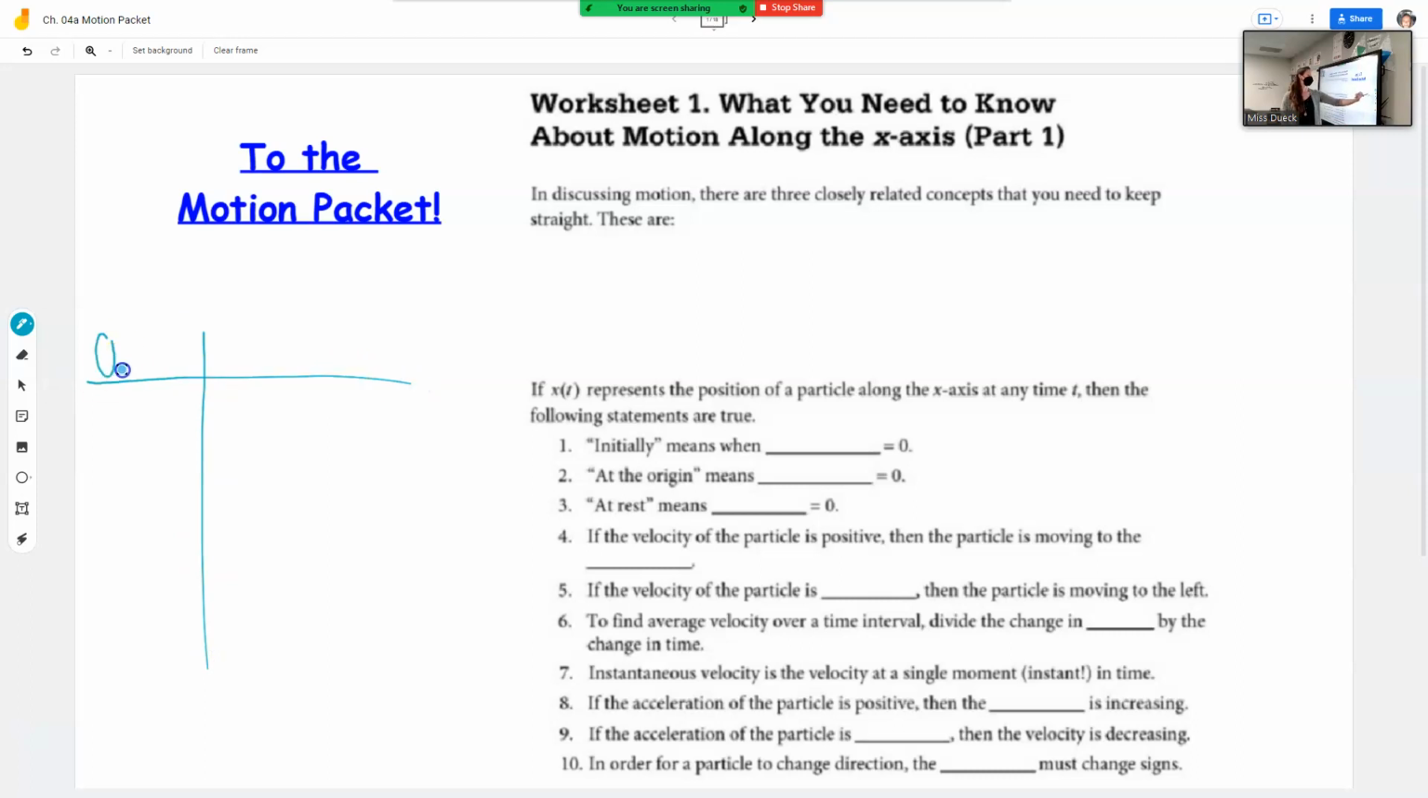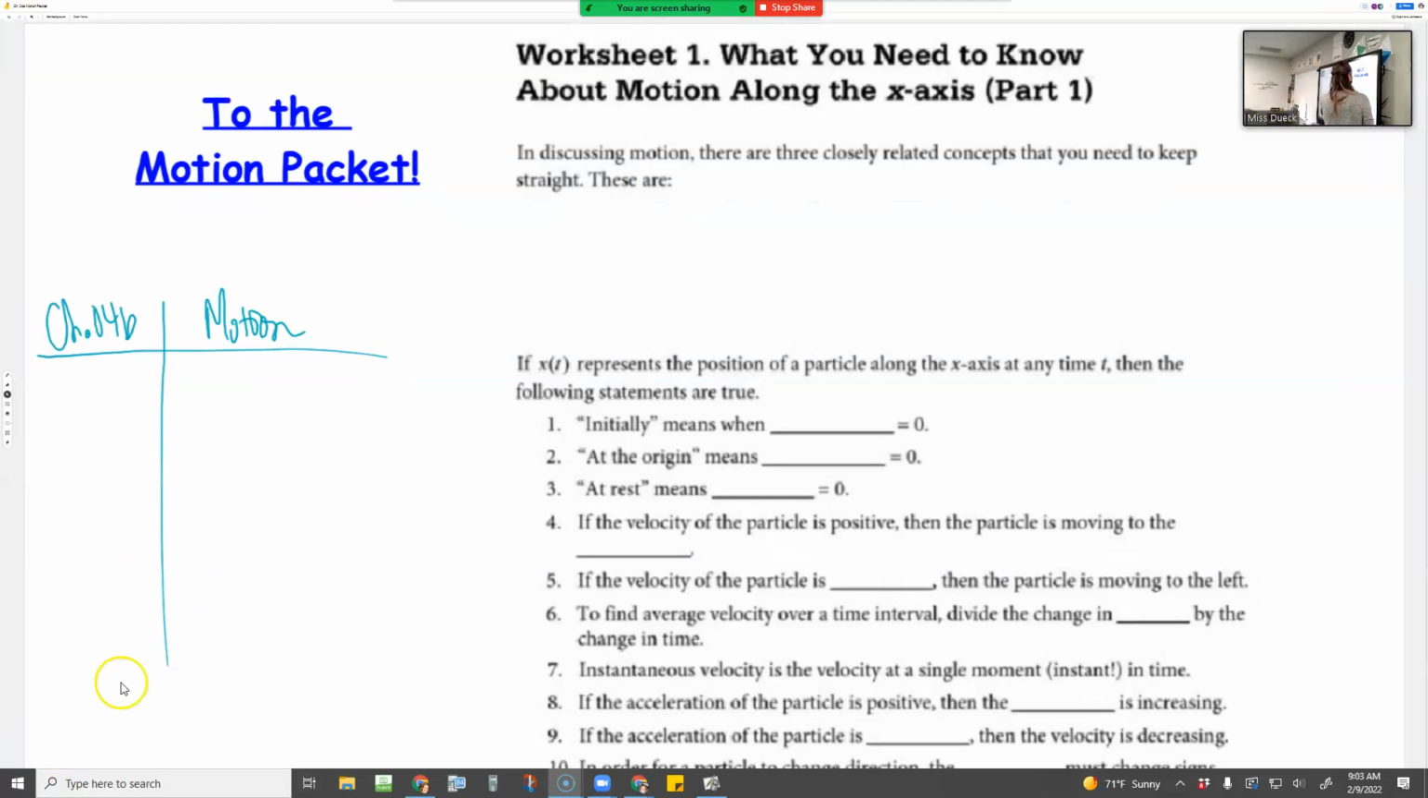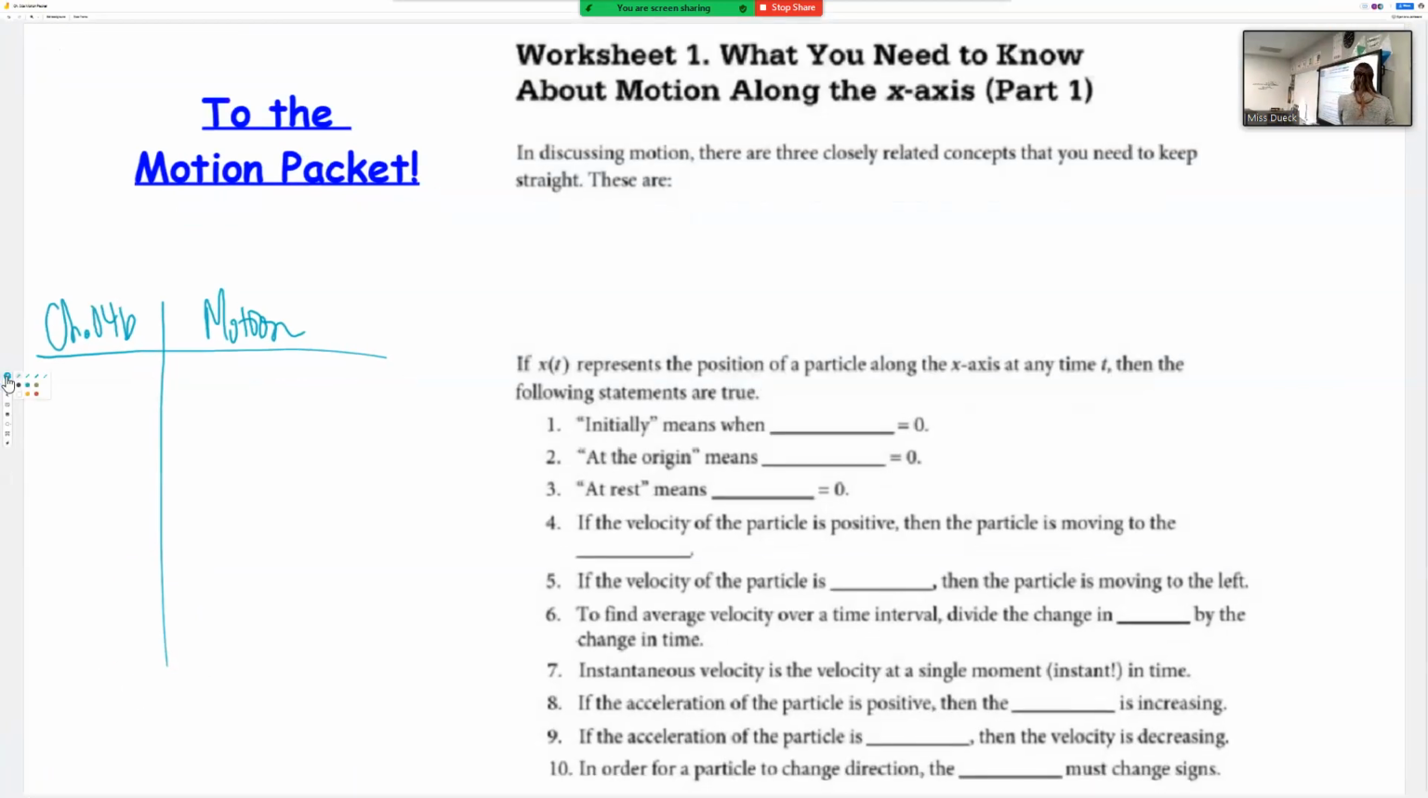But let me go ahead and put a quick timer on the board. Make a quick round around the room, see if someone's been trying to plug in stuff to WebAssign that's not working. Hold on, don't go to your packet yet. I want this in your notes because these are all important.